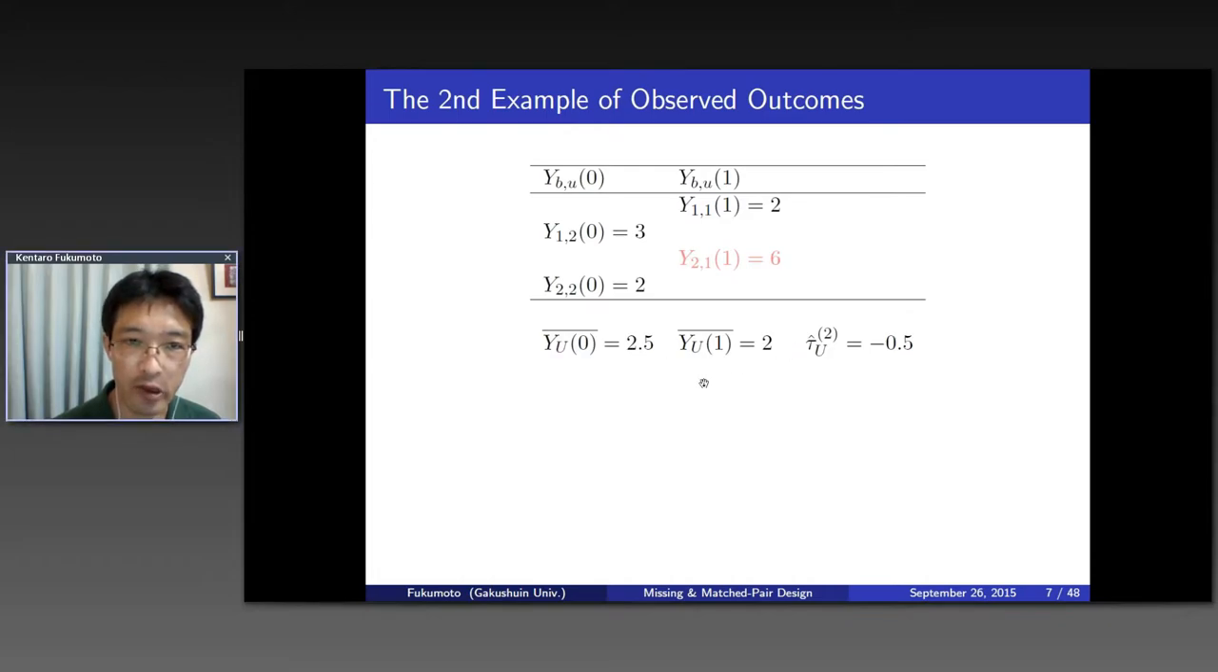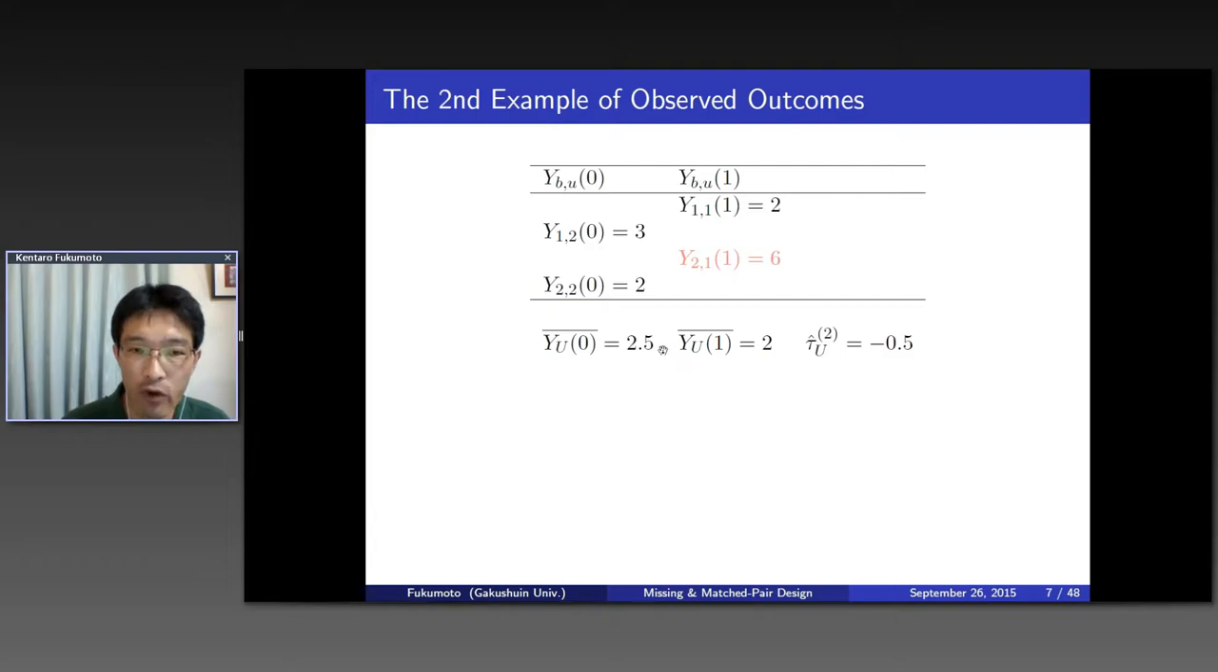So this is a problematic second example of observed outcome. Now the first unit of the second block is treated, but it is not observed. Actually, it is missing. And the second unit of the second block is controlled. We can calculate the average of outcome for control, which is equal to 2.5. But in the case of treated units, now we cannot observe the first unit of the second block. So the average of outcome for treatment is simply equal to 2. And now the estimate of the ATE is equal to minus 0.5.